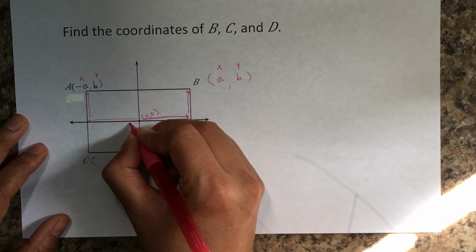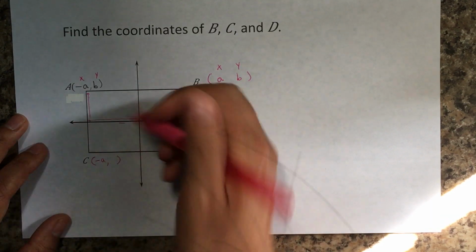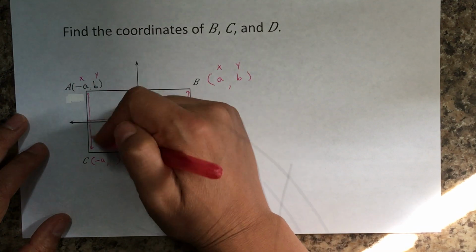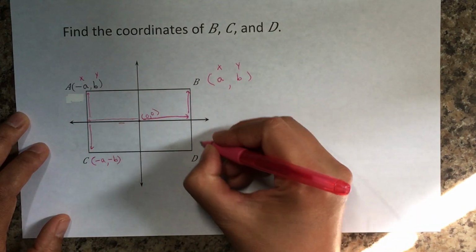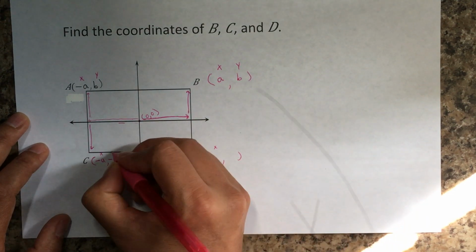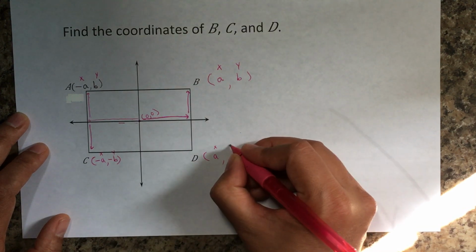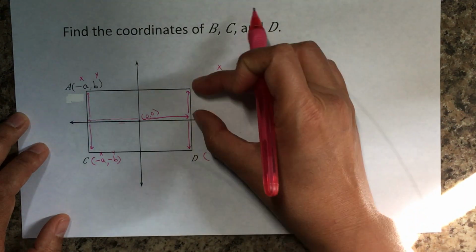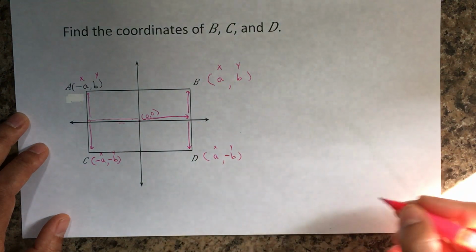For this one, it's left, so it's negative a, right? It's the same distance. And then down, but the same distance, so it's b. However, it's going to be negative because it's going down. And for D, x is going to the front, same distance as this one, so it's a. And my y, you go down, but the same distance, so it's going to be b, but going down is negative.